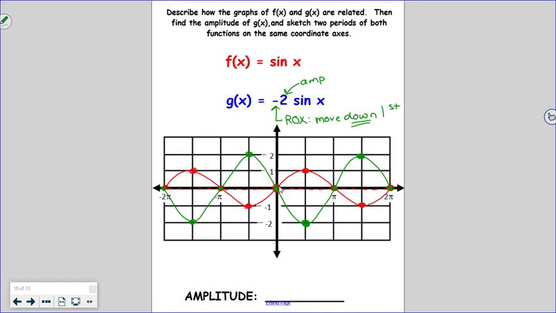If it asks us to, which I think on your first assignment it will. And again, remember when asked for the amplitude, which is eventually going to be a very common and important question, your amplitude is always positive, right? The negative is referred to as an ROX. The amplitude is 2. Questions?